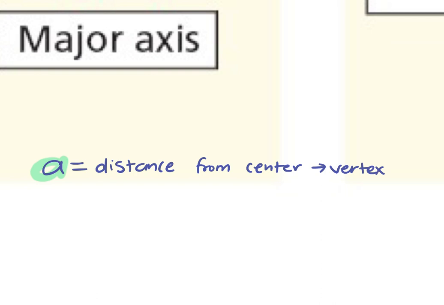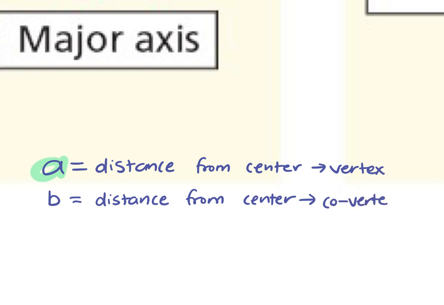A is the distance from the center to the vertex. If it's vertical, we go up and down that distance. If it's horizontal, we go right and left that distance. B is the distance from the center to the co-vertex. And we go the opposite direction. So if we're going right and left A, we're going up and down B, or vice versa. And C is the distance from the center to the focus.